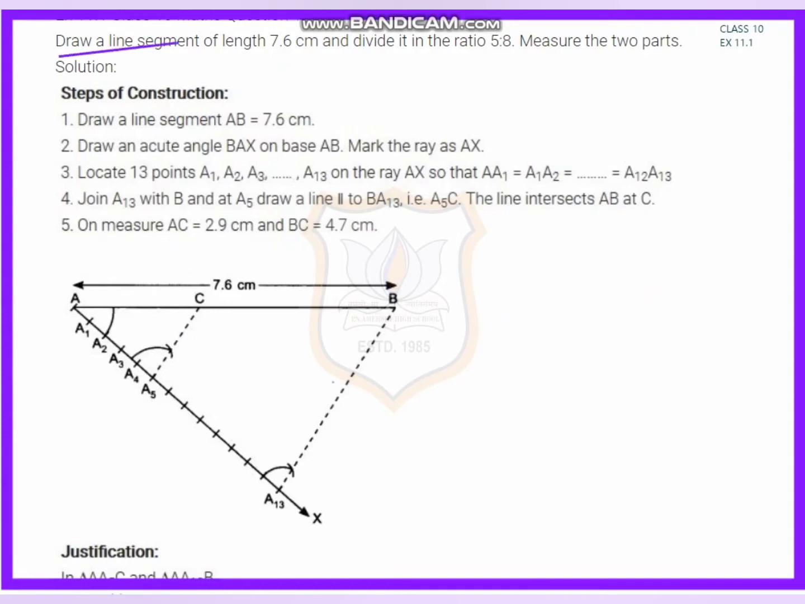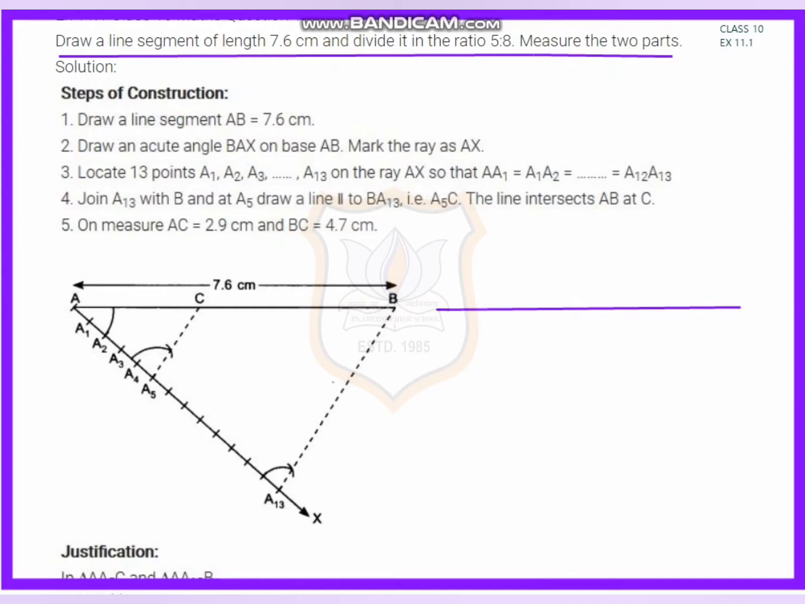Question 1. Draw a line segment of 7.6 centimeter and divide it in the ratio of 5 is to 8 and measure both the parts. First of all, we have to draw this construction. First of all, we have to draw a single line segment of 7.6 centimeter. Here we have to write A and this is the B end.